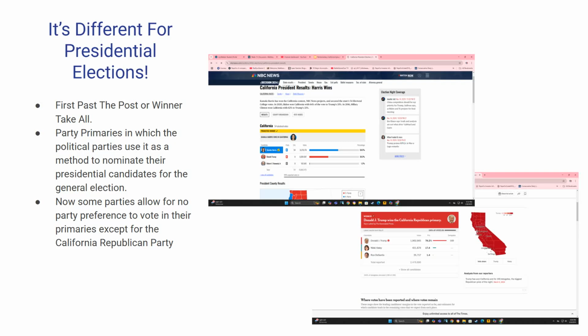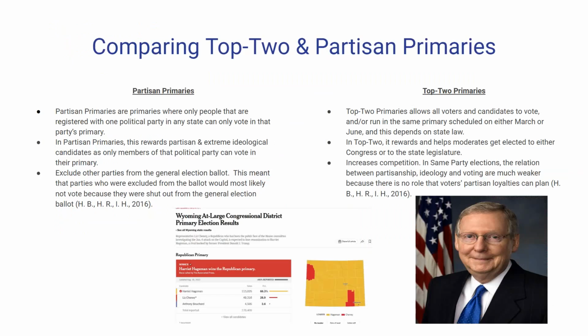And as you have learned a little bit about the current system, you may have already also learned that there are two different types of primary systems. There are top two primaries, and then there are partisan primaries.